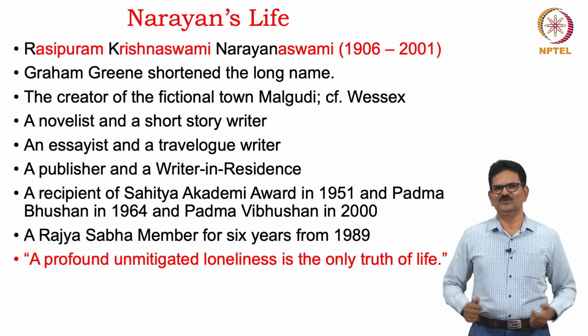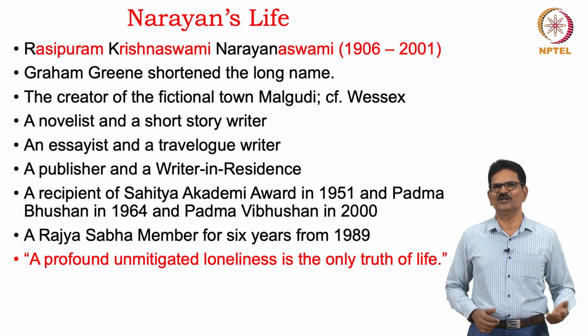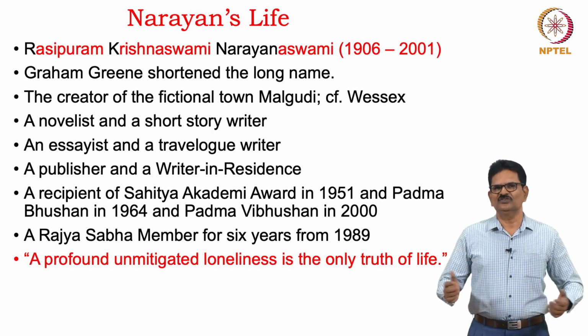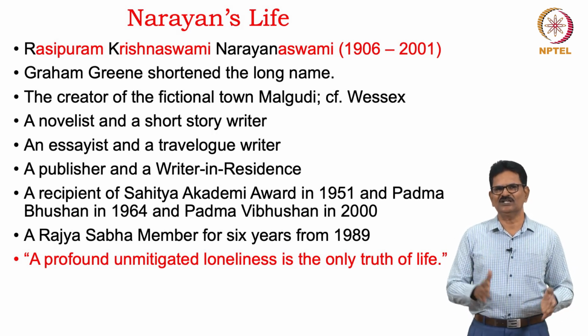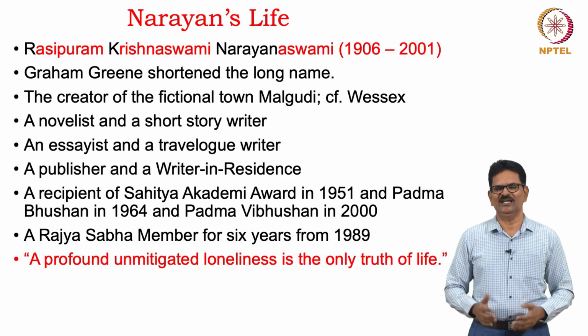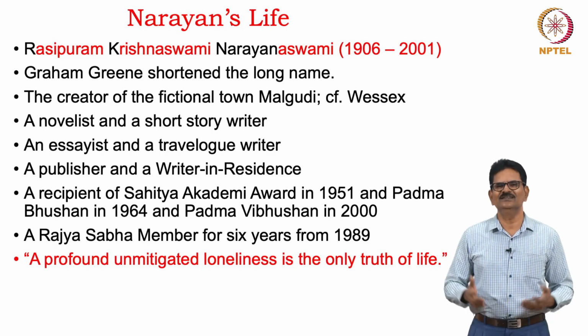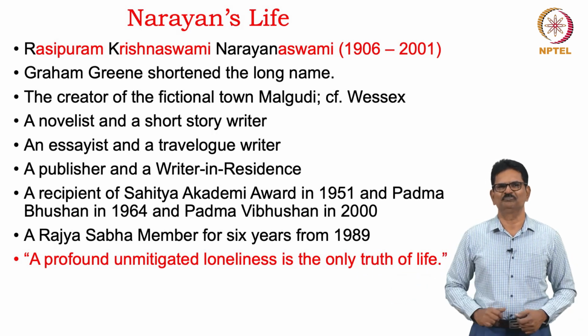Narayan was originally known as Rasipuram Krishnaswamy Narayanaswamy. He was born in 1906 and died in 2001. It was the British novelist Graham Greene who shortened the long name to the simple short name Narayan. Particularly the Western readers would not be able to pronounce such a long name.